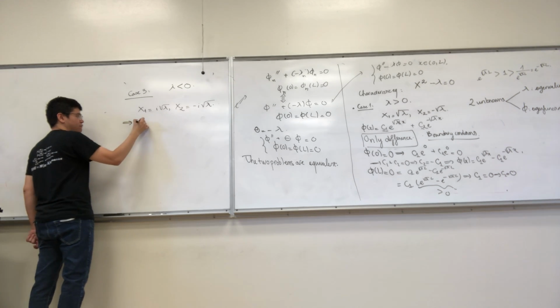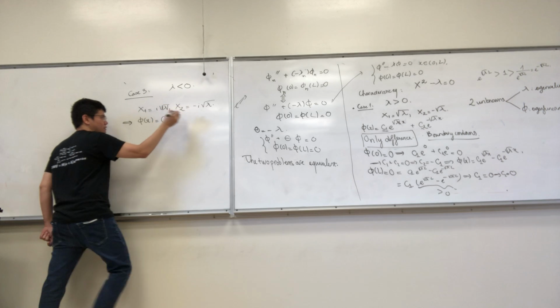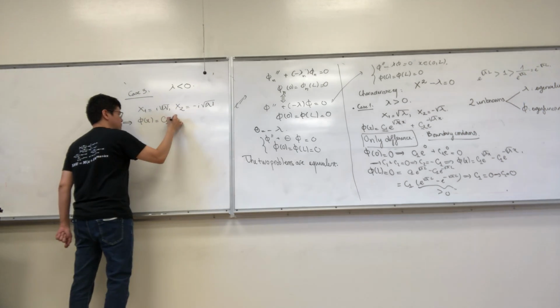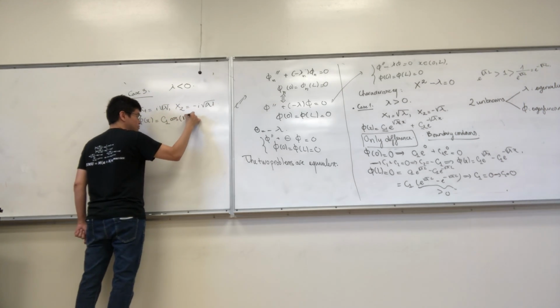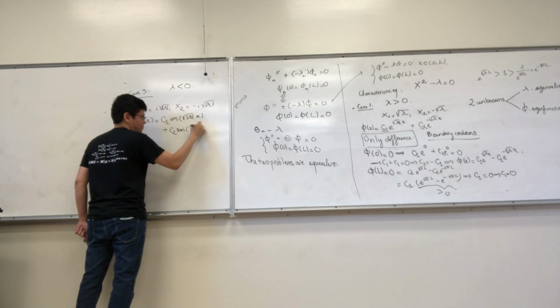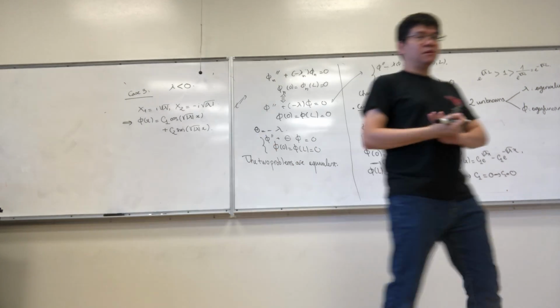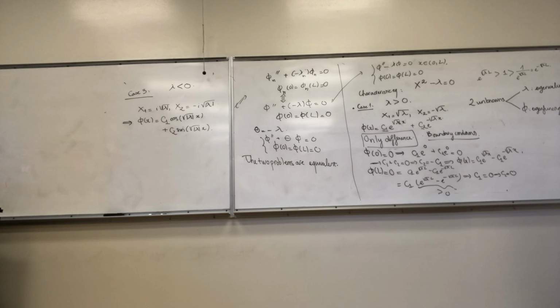Then you have phi of x will be C1 cosine of square root of the absolute value of lambda times x plus C2 sine of square root of lambda times x. All right. Questions?